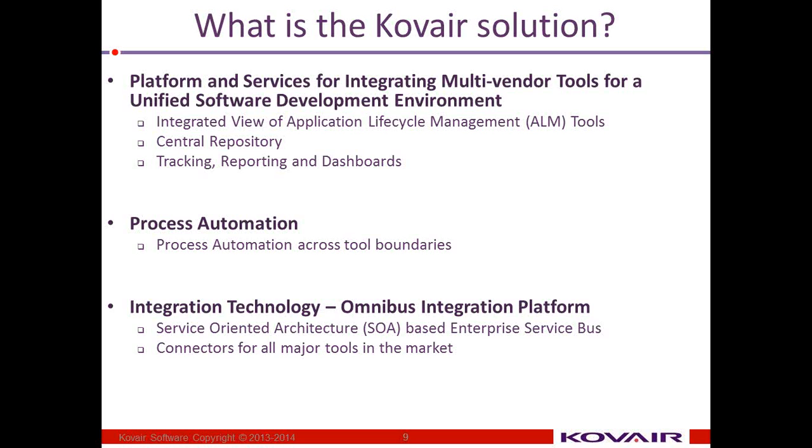They generate automated tasks for individual users based on their roles, and the users are expected to complete those tasks in their tool of choice and then get back to Covea, where the central process is being orchestrated. And the integration technology, we call it the Omnibus Integration Platform. It is a state-of-the-art technology based on SOA and the Enterprise Service Bus pattern. And we have connectors for all major tools in the market, and the list of connectors is growing rapidly based on what our customers are asking for.